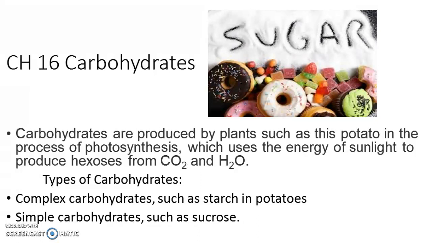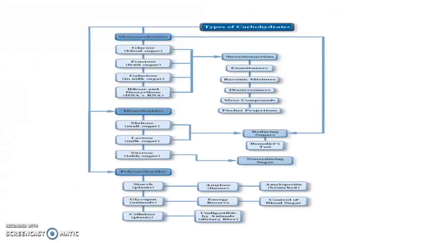Chapter 16 talks about carbohydrates, which a lot of people think just boils down to sugar. Carbohydrates are produced by plants, such as potatoes. They use energy from the sunlight to produce hexoses from CO2 and H2O. Types of carbohydrates. You have your simple carbohydrates, like sucrose, and then you have complex carbohydrates, such as starch and potatoes.